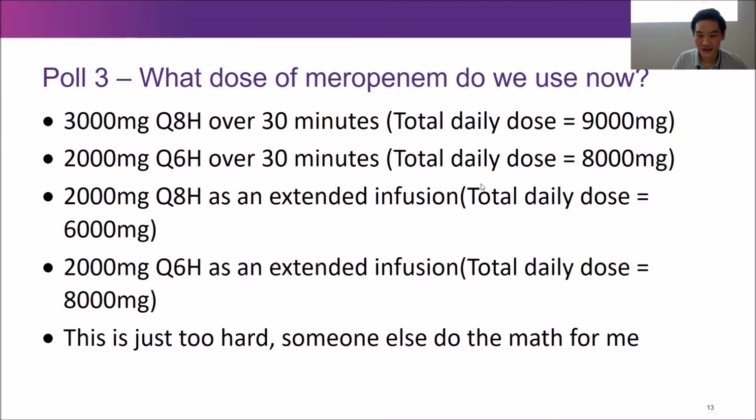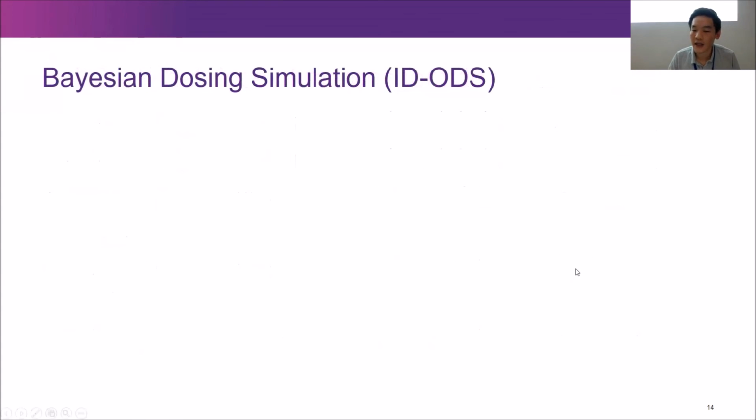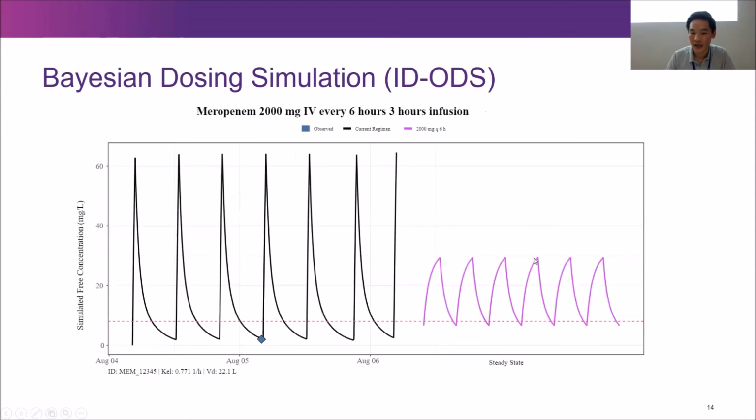Share results. Most of us seem to think that we should go ahead with the 2,000 milligrams Q6H as an extended infusion. Now, I'll admit, at the Royal Brisbane Hospital, we thought this was too hard and we just wanted someone else to do the math for us. But it's good to see that most of you had an idea of what dose you were going to use. So we popped all of that information into ID-ODS, and what ID-ODS seemed to suggest is that we should have used a dose of 2,000 milligrams given every 6 hours, but administered as a 3-hour infusion as opposed to a 30-minute bolus injection.